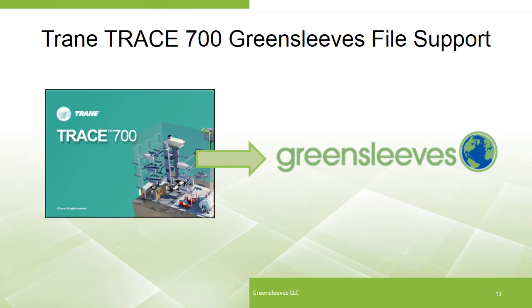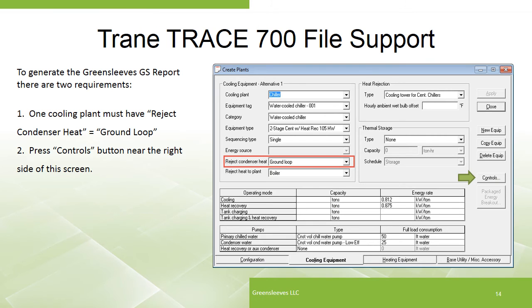Trane added the Greensleeves Geothermal report to version 6.3.1.1 of TRACE 700 in September 2014. This feature allows TRACE to automatically create the needed input for the ENtellect design and control optimization software. To generate this report, you have to do a few things inside TRACE.